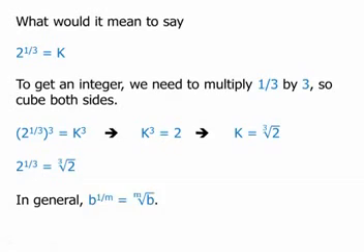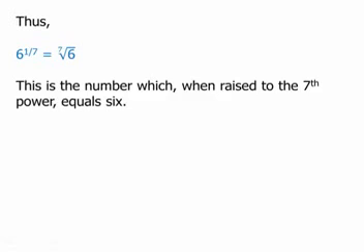And in fact, we can generalize by saying b to the power of 1 over m is the mth root of b. So this is the explicit link between fractional exponents and roots. So for example, if we had something like 6 to the power of 1/7, what that would mean is the 7th root of 6. What exactly does that mean, the 7th root of 6? This is the number which, when raised to the 7th power, equals 6.